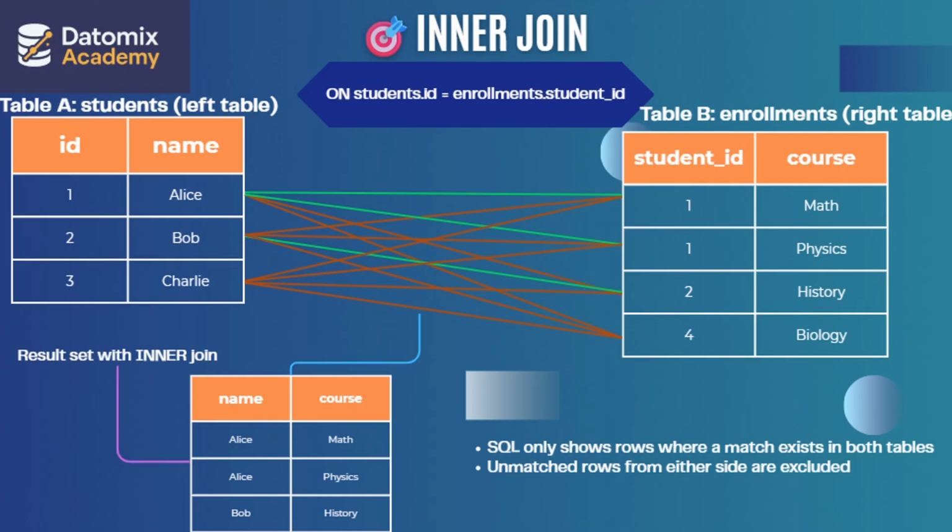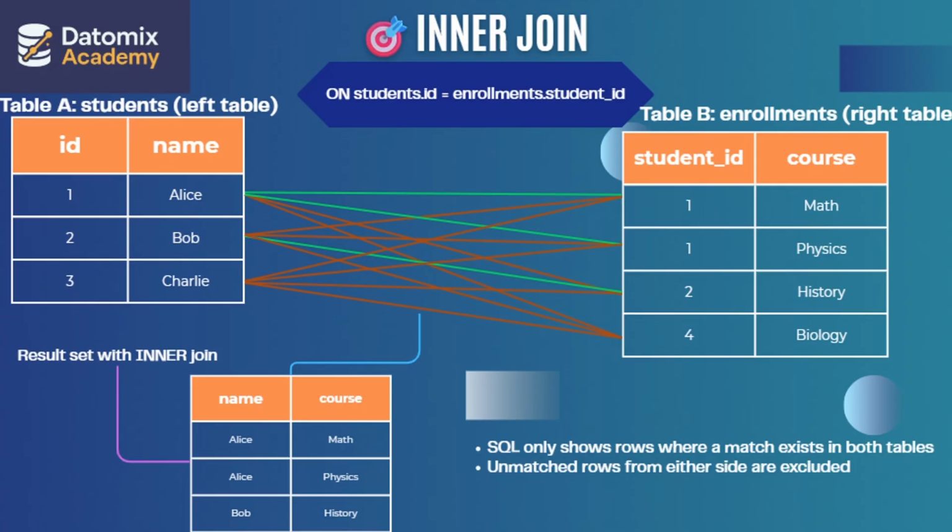Row 3 from the enrollments table, student ID equals 2, and the course is history. Do we have any record in our students table with ID equal to 2? Yes, that's Bob, and the output will be Bob for the name column, and for the course column it will be history.